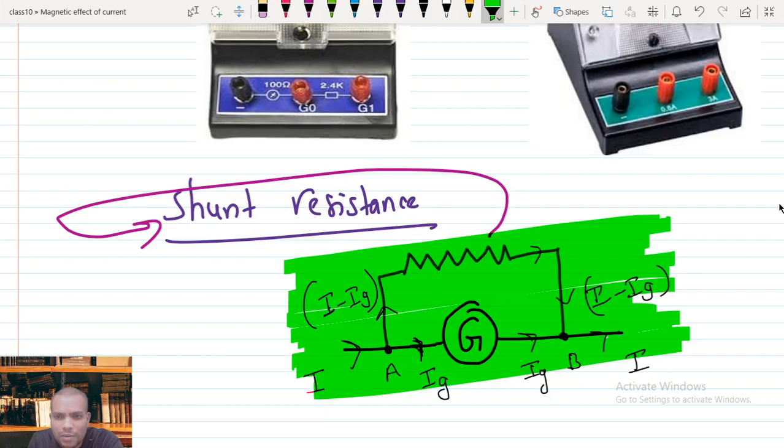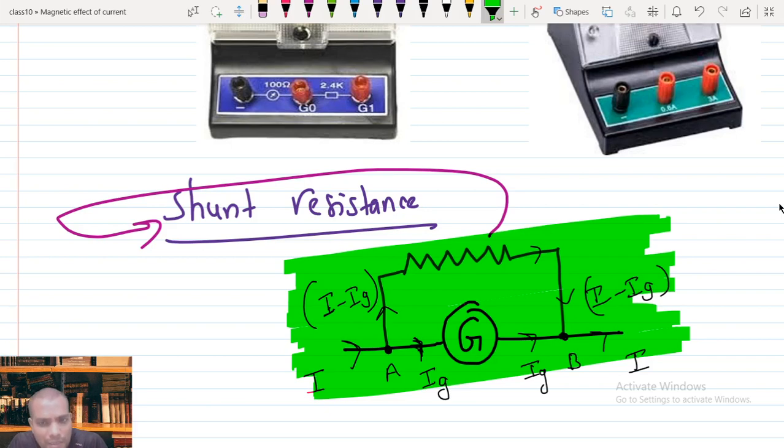So otherwise you can remember it like this: an ammeter is a galvanometer, but a galvanometer connected with a parallel shunt resistance is known as an ammeter. Here the shunt resistance plays a key role. The use of shunt resistance is to prevent the galvanometer from being damaged by large currents. Suppose the current is more, then the current passing straight through the galvanometer damages it.